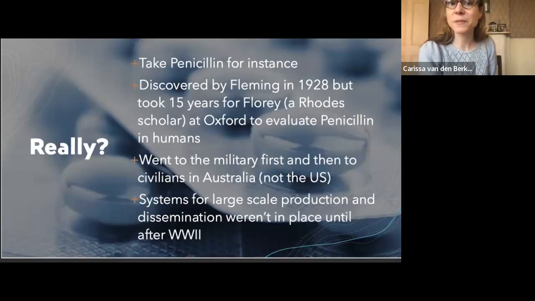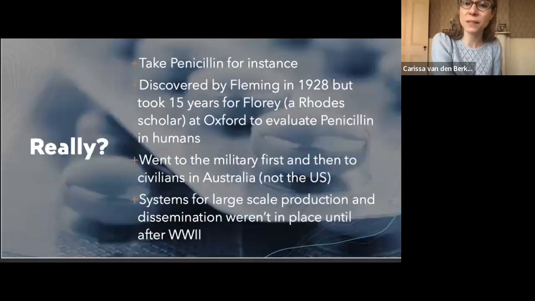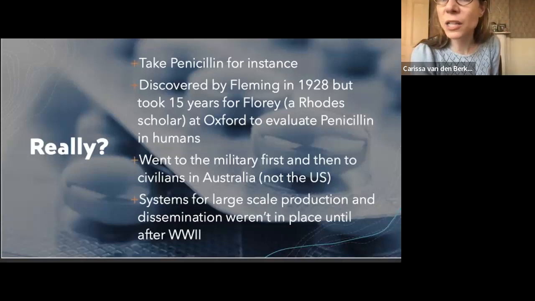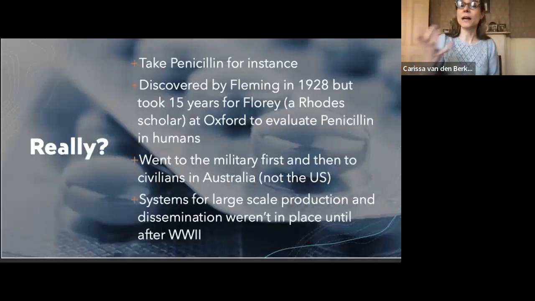Fleming in 1928 discovered penicillin, but it took 15 years for Florey, somebody else, a Rhodes Scholar at Oxford, to evaluate whether penicillin worked in humans. Then it wasn't even tried with the civilian population. It started being used among people in the military first, and then went to civilians in Austria, not the US. There had to be systems for large-scale production, and dissemination wasn't even in place. So this all had to be in place before people were able to get it.